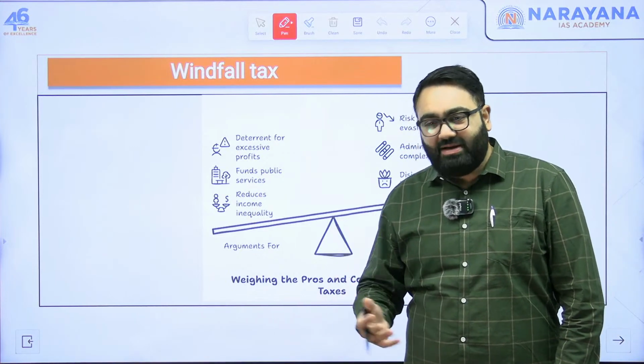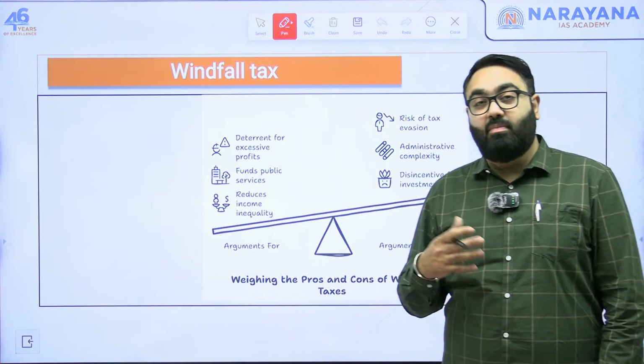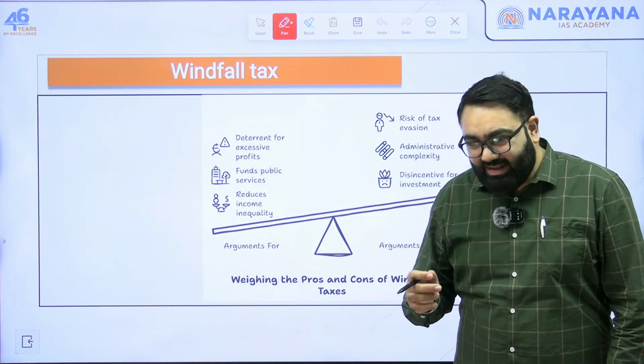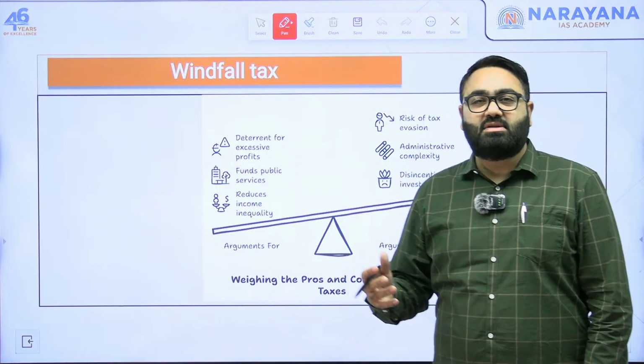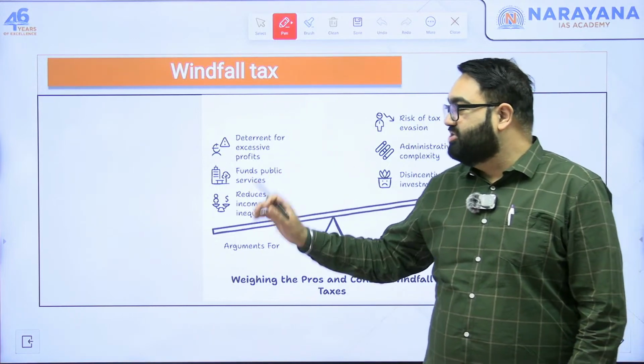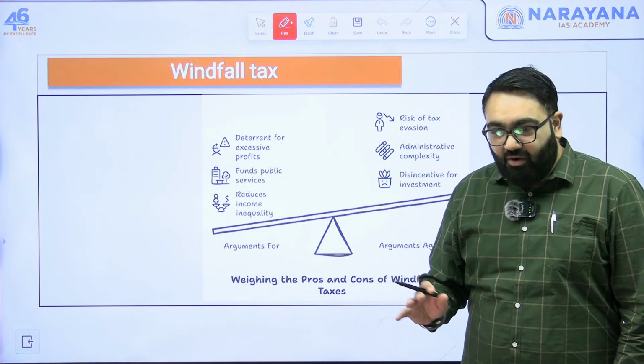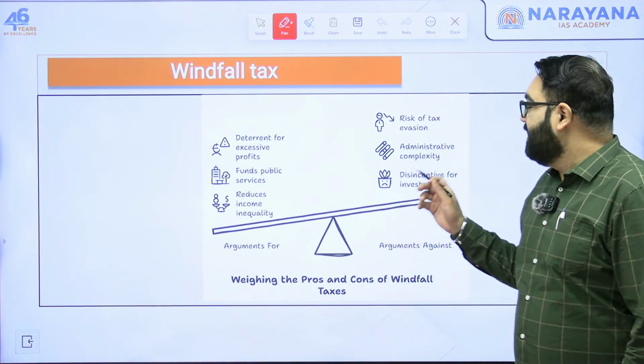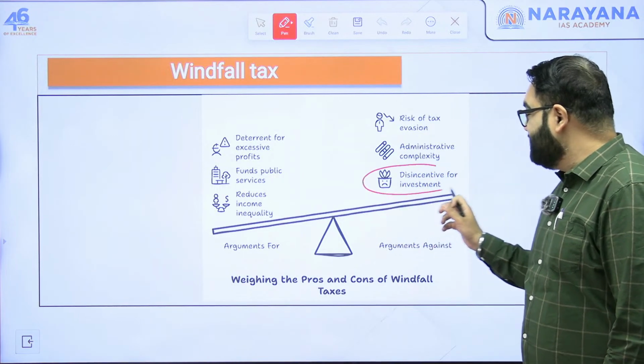Because there will always be times in the business where the business will not be up to the mark, where you may make some losses. So to compensate that, you should allow the businesses to make good when the situation is in their favor. But windfall taxes goes against that entire principle. First argument against, it's a disincentive for investment.